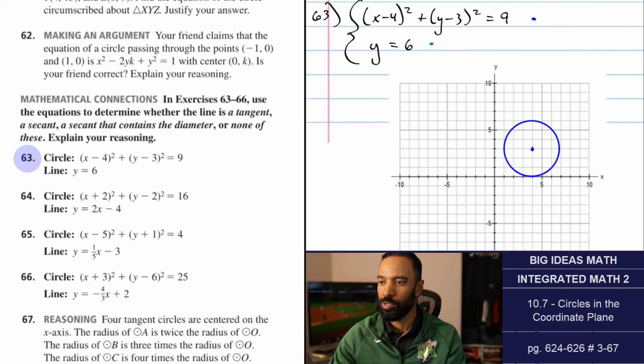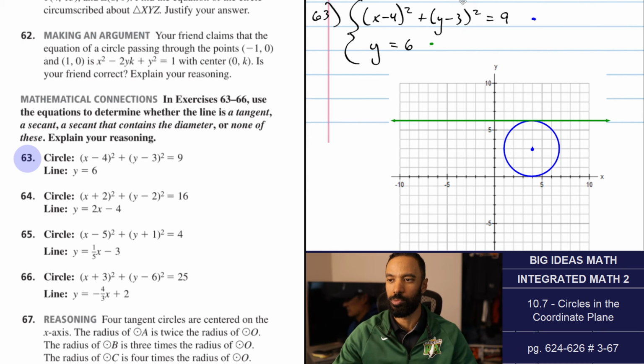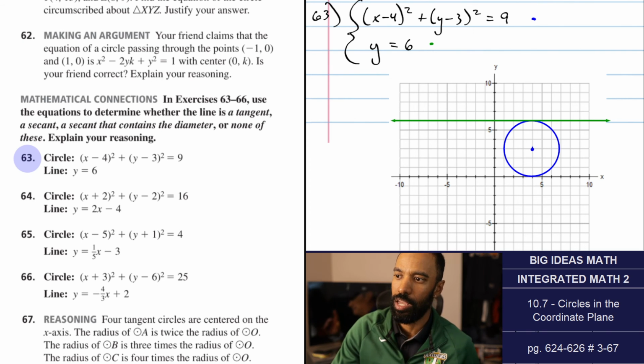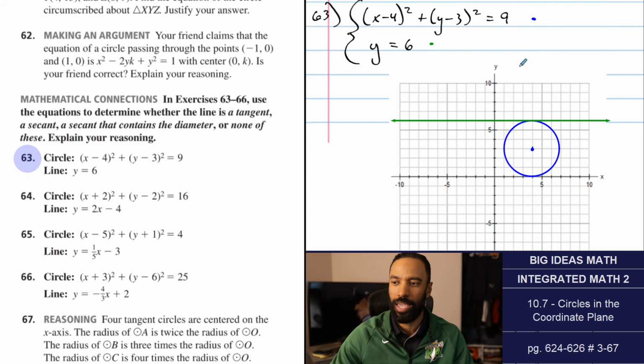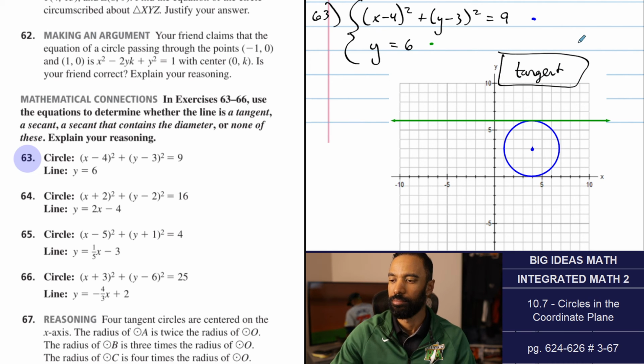And then y equals 6. Now y equals 6 is going to be this guy, a horizontal line going across 6 like so, right there. Now it should only touch once, just at that point 0, 6, which means if I plug this in, I'd be getting the same thing. So I think that kind of works out that way. This is going to represent a tangent line. Number 64.